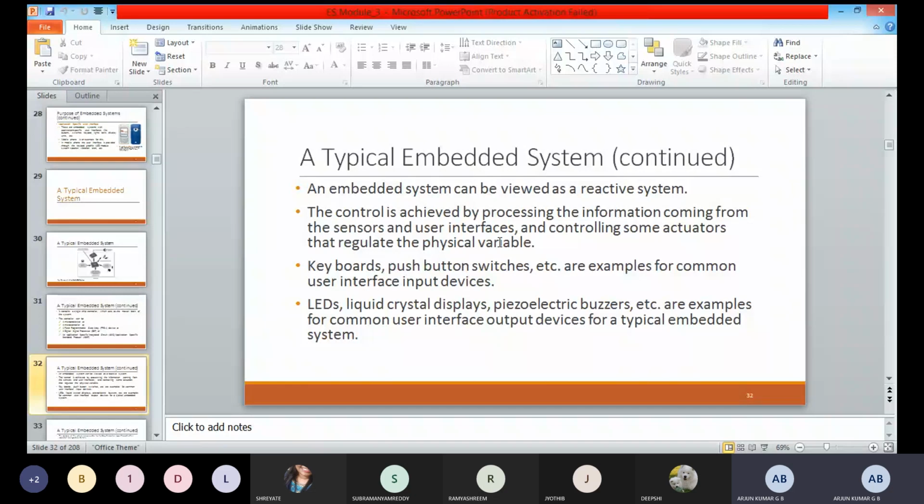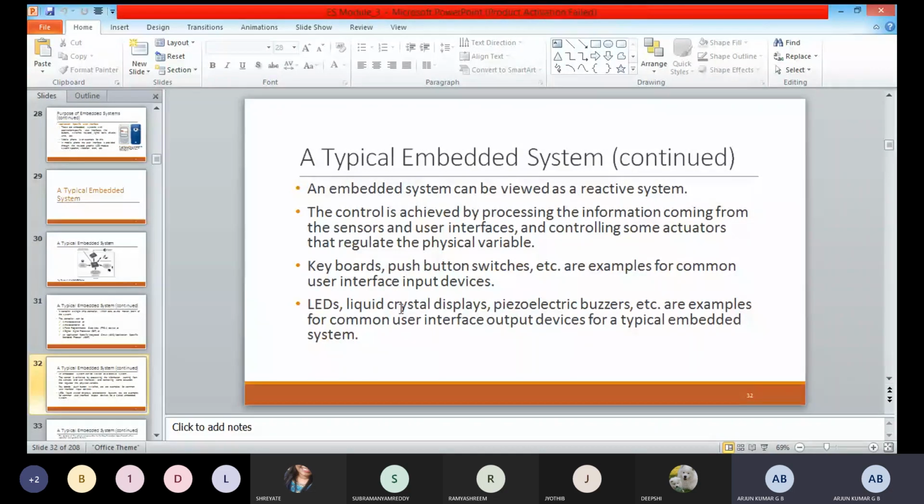Again, keyboards, push buttons, switches, etc. are examples of common user interface input devices. LEDs, LCDs, and piezoelectric buzzers, etc. are examples of common user interface output devices for a typical embedded system. We can say indication. Suppose the water level is low, then it shows a red color indication. If it is filled, it shows a green color indication. That is also one of the outputs.